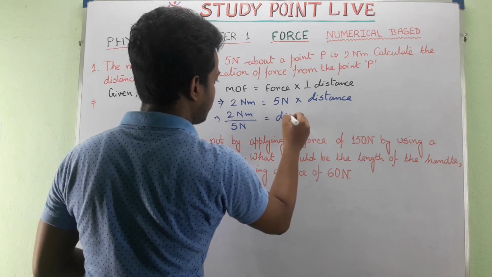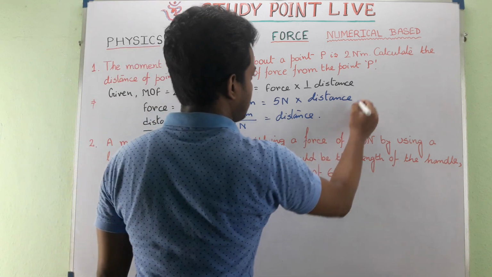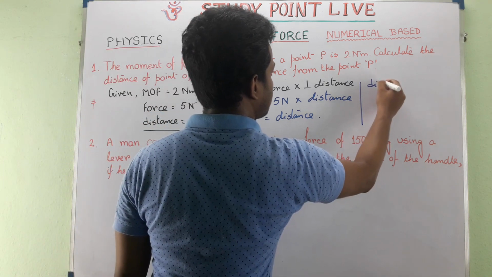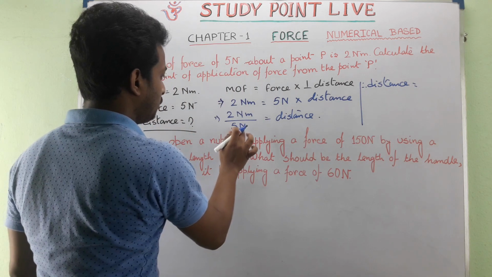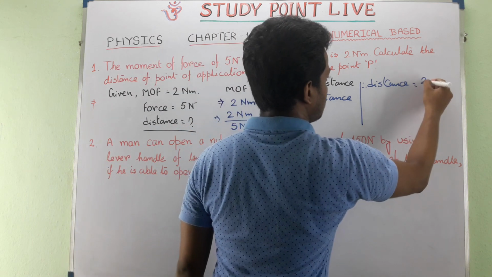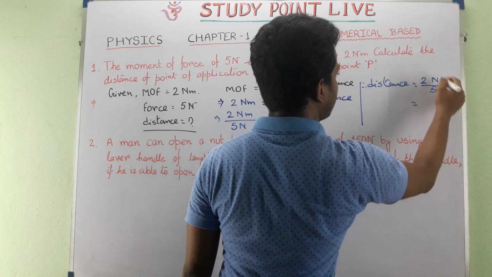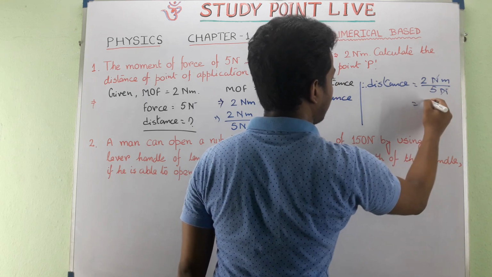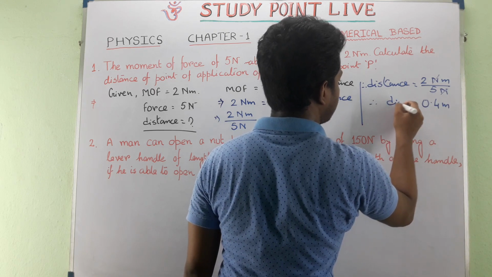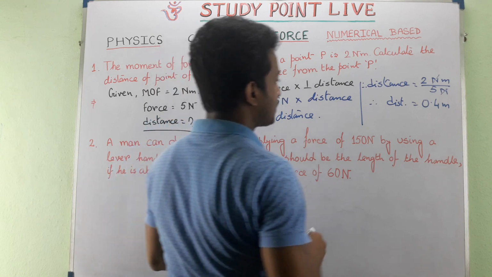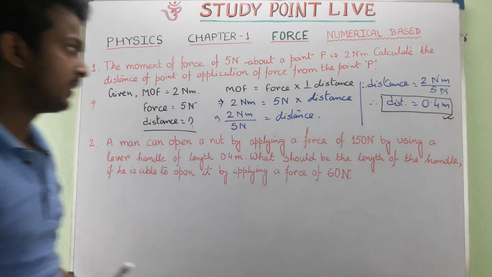That will be the distance. From here you can say that the distance is equal to 2 Newton meter by 5 Newton. See, the Newton will cancel, and after dividing it will be 0.4 meter. So this is the distance, and the question was to find the distance. Now the distance is 0.4 meter.